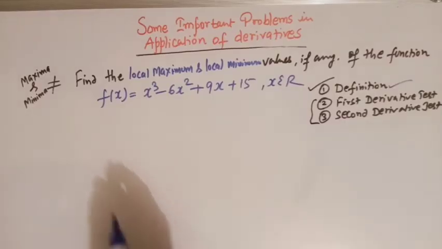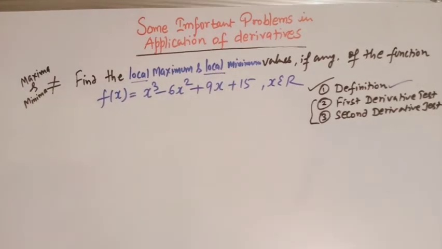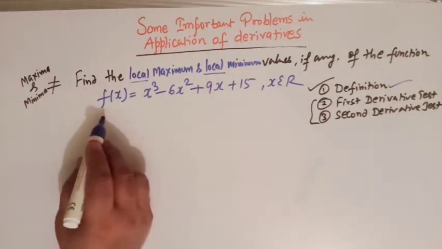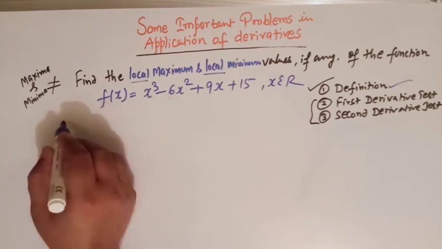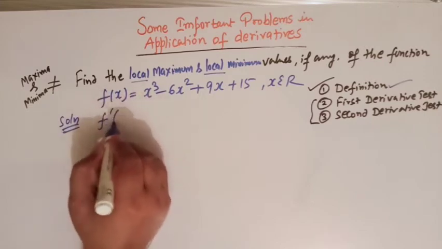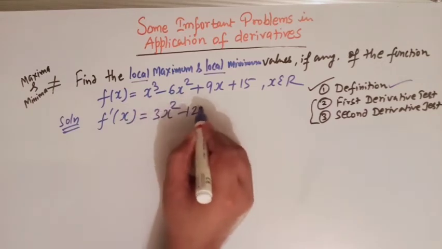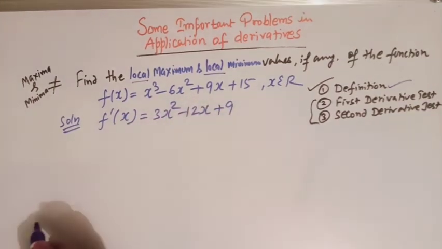Now viewers, I am taking a very important question here, and this question is also related to maxima and minima. Now here we have to find the local maximum and local minimum values, if any, of the function, right? So what we will do here, we'll find the derivative of this function, that is f prime of x. This is 3x square minus 12x plus 9, right?